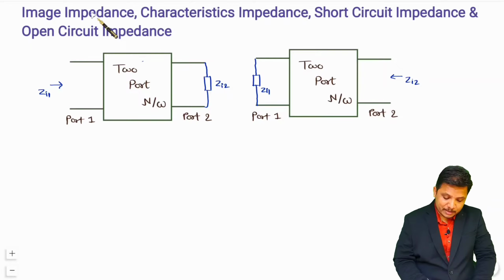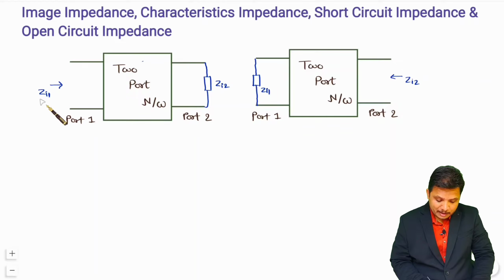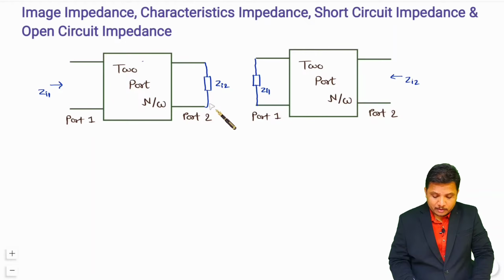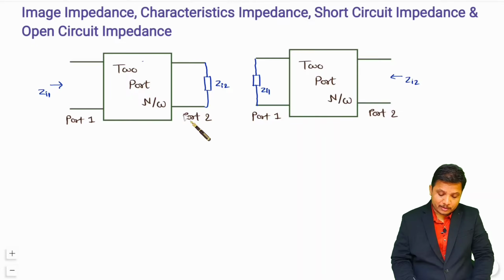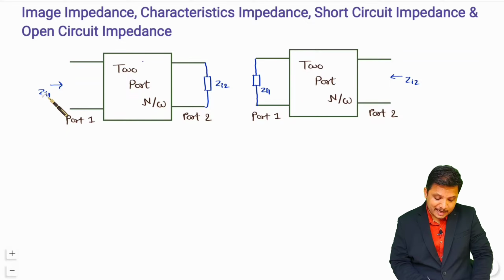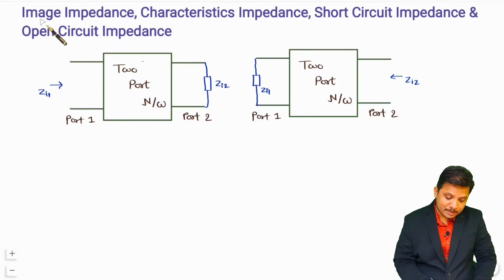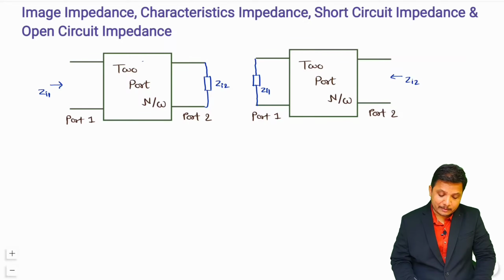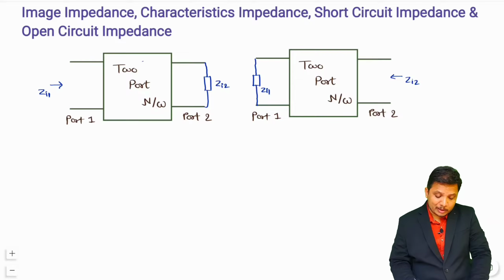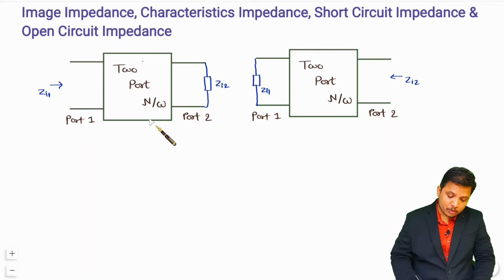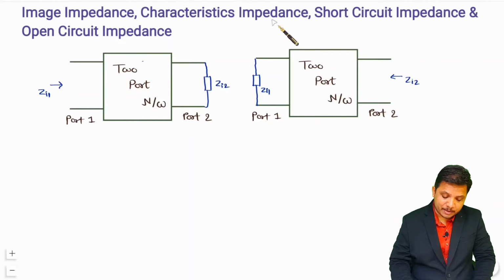So what is image impedance? Image impedance is the impedance measured from a port when the image impedance of the other port is connected at that port. Like you see here, Zi1 is measured when Zi2 is connected over here, and Zi2 is measured when Zi1 is connected over here. So that is how image impedance can be calculated practically. Now, how to calculate it mathematically, you will get to know once I explain characteristic impedance.